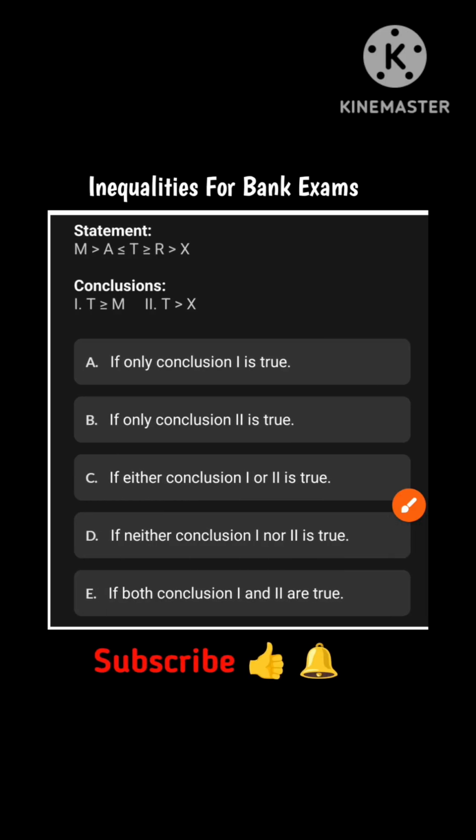Next, third question. Here we see the flow from T to M with everywhere equals to. From T we can reach to A with everywhere equal to, it is possible, but we cannot flow to M, it is not possible. So first conclusion will be false. Second conclusion, the flow from T to X. From T we can flow up to X, it is possible. So second conclusion will be true. So first conclusion false, second conclusion true means only 2 is true. Option B is the answer for this question.